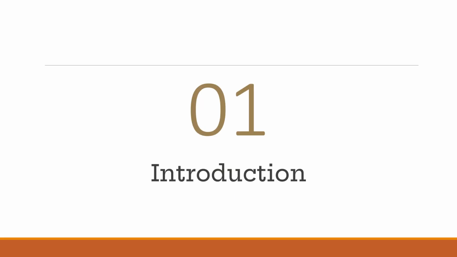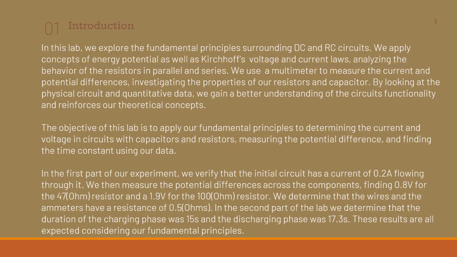First, for the introduction. In this lab, we explore the fundamental principles surrounding DC and RC circuits. We apply concepts of energy potential as well as Kirchhoff's voltage and current laws, analyzing the behavior of the resistors in parallel and series. We use a multimeter to measure the current and potential differences, investigating the properties of our resistors and capacitors. By looking at the physical circuit and quantitative data, we gain a better understanding of the circuit's functionality and reinforce our theoretical concepts.